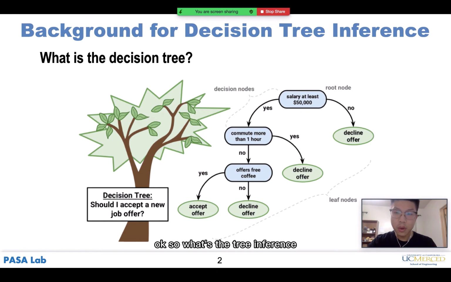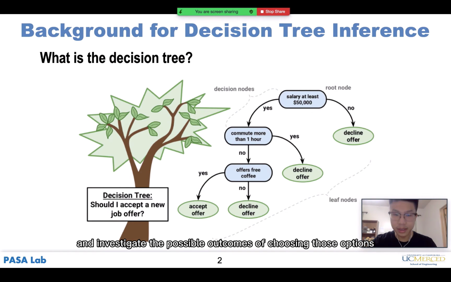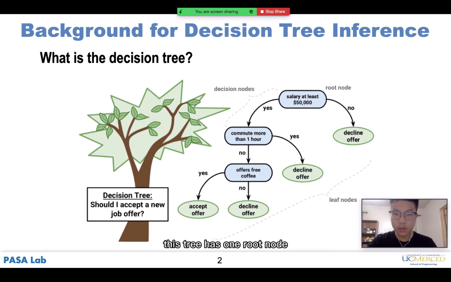Okay, so what's tree inference? Essentially, it is a highly effective structure within which you can lay out options and investigate the possible outcomes of choosing those options. Decision tree inference can be used to help build automated, predictable models. As we can see from this figure, this tree has one root node, multiple decision nodes, and a leaf node, which can be used to define whether I accept this job or not. It includes salary, commute hour, and free coffee. These things are helpful for us.